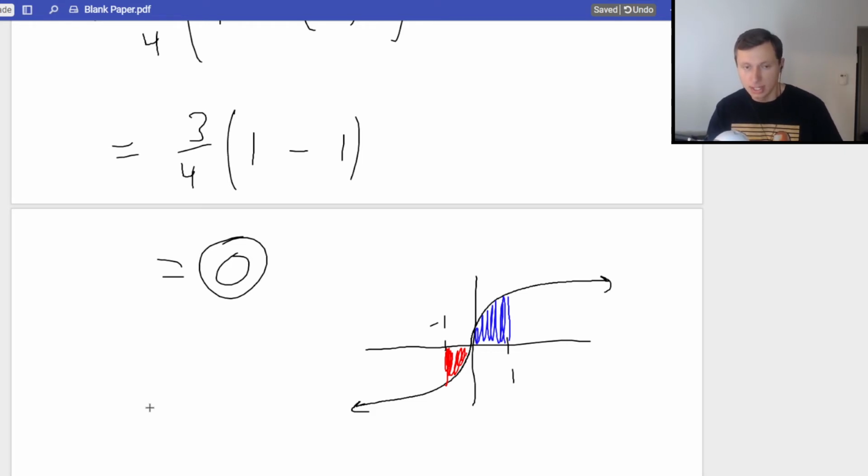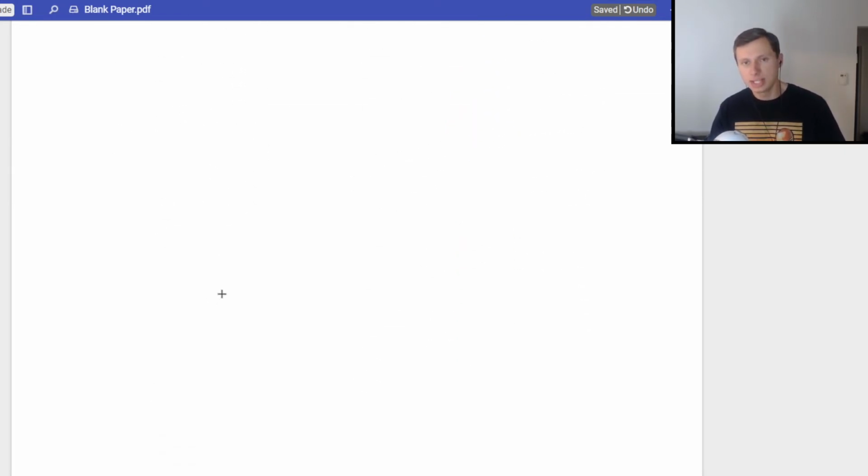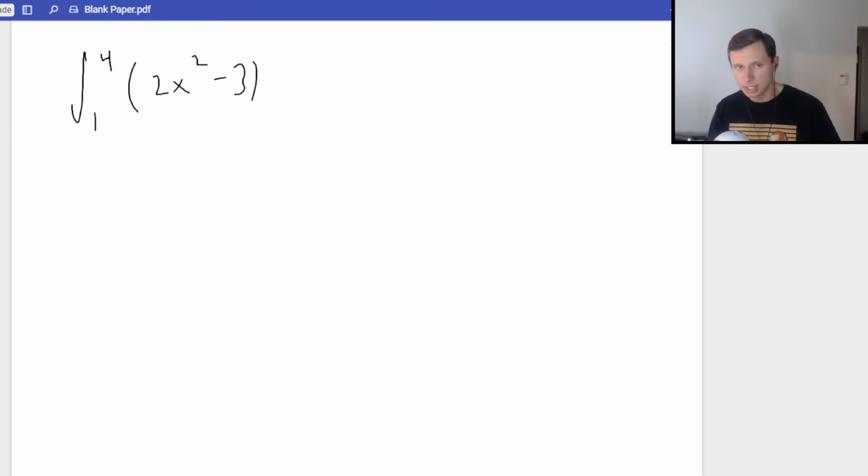Okay, great. Now there's one more I have for you guys. I'd like you to solve this one on your own. It's the integral from 1 to 4 of 2x squared minus 3 dx. Okay? So I'm going to give you a minute to do that, and I'm going to start writing around the 30-second mark.